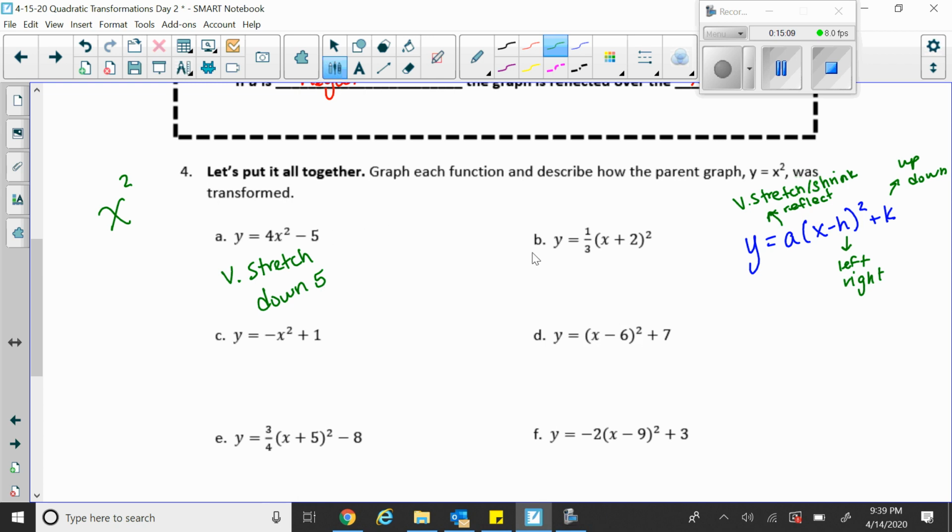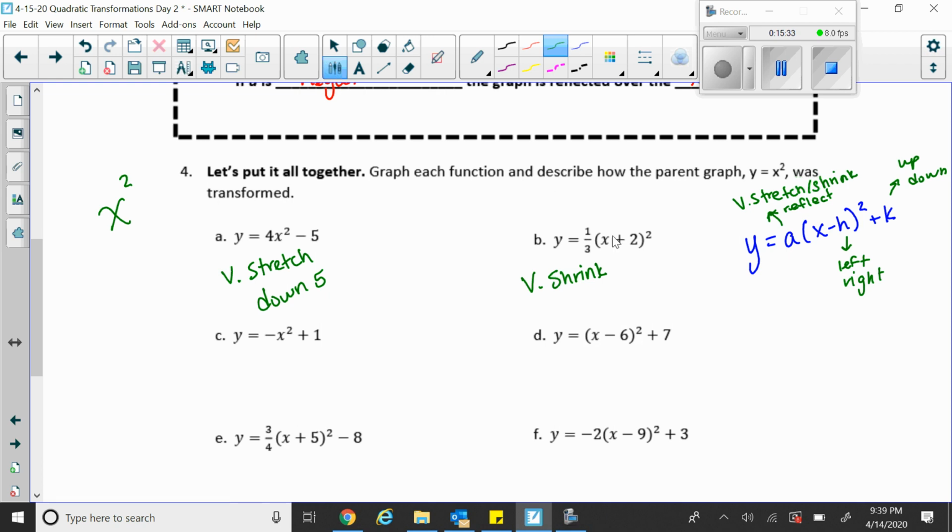Okay, let's look at B. So this 1/3 on the outside is being multiplied, so we are going to say that it is an A value. And it is between 0 and 1, so that means it is a vertical shrink. 1/3 is between 0 and 1.